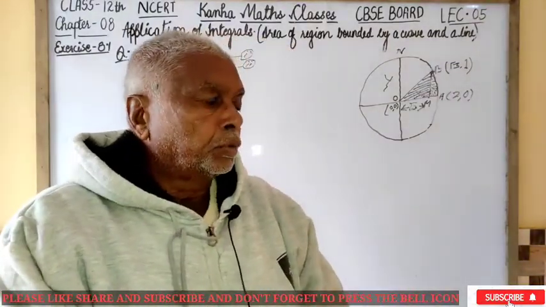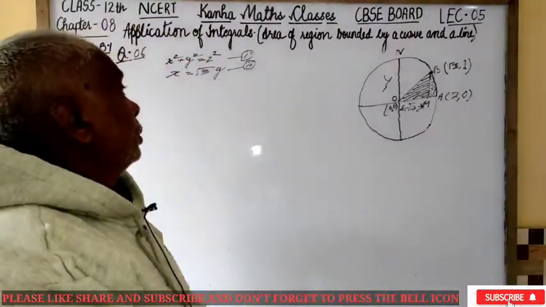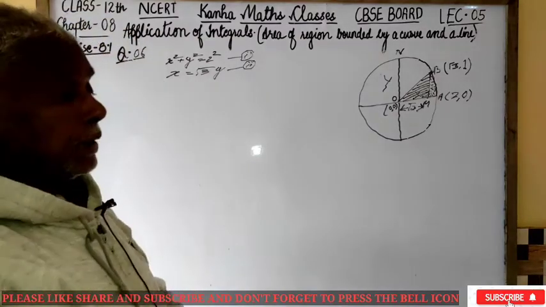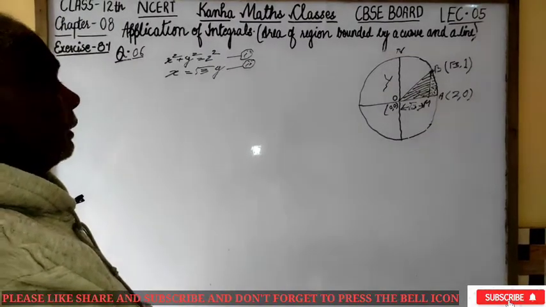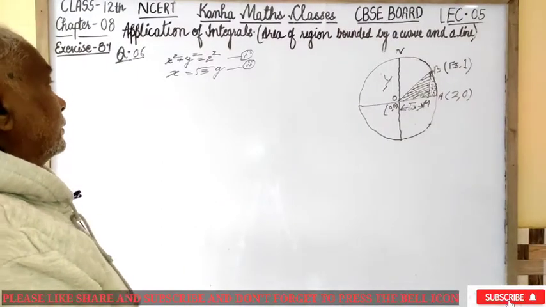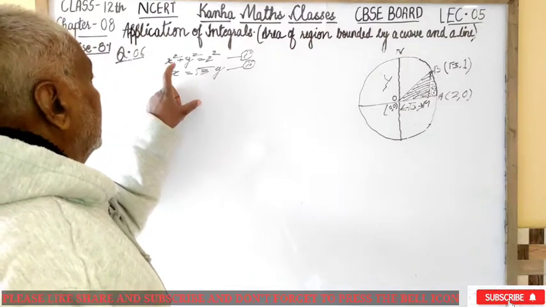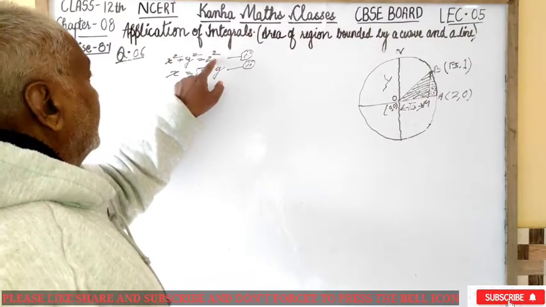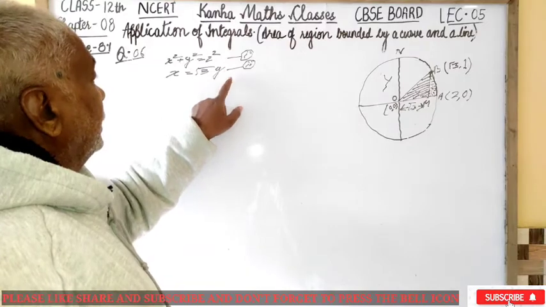In continuation to the previous video, I am going to find out the solution of question number 6 under the same exercise, that is 8.1. Here we are given the equation of a curve and a straight line. The equation of the curve is x square plus y square is equal to 2 square, that is the equation of the circle with center (0, 0) and radius 2, and here is the straight line x is equal to root 3 y.